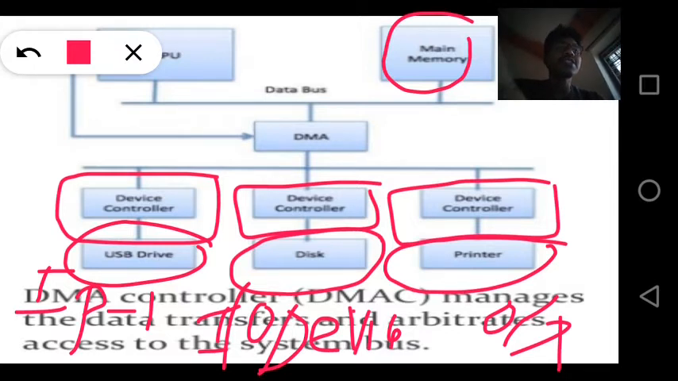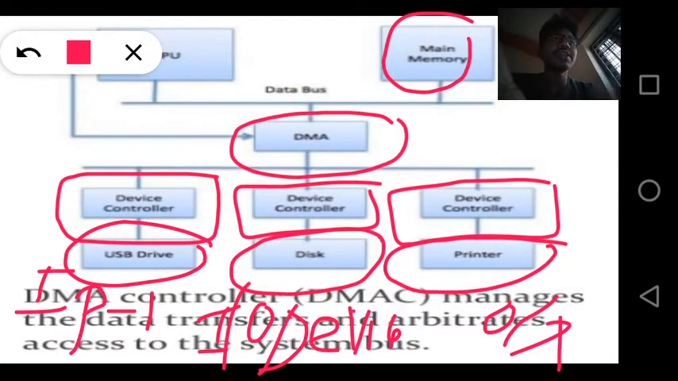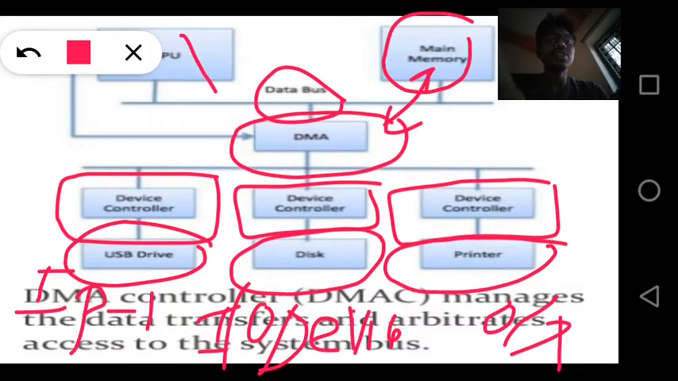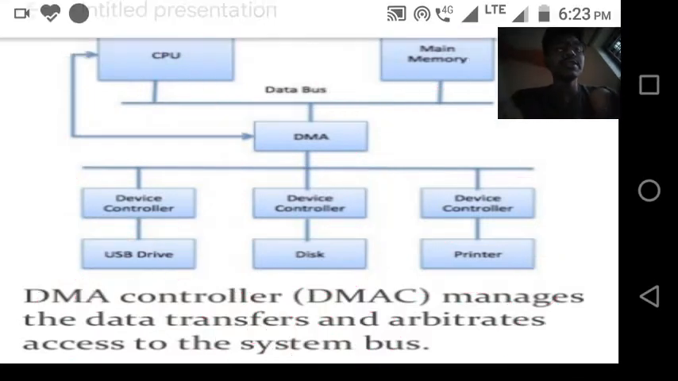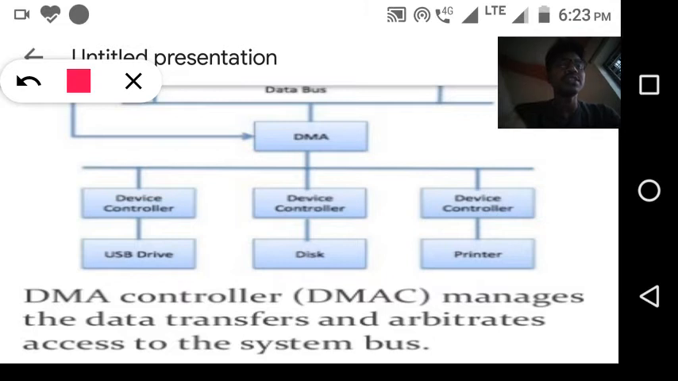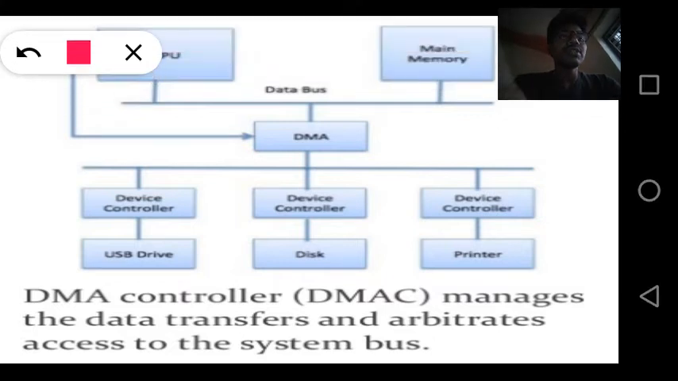So these device controllers interact with DMA, which transfers the data to and from main memory using the data bus without involvement of the processor. Let me repeat this once again, try to understand. The DMA controller manages the data transfer and arbitrates access to the system bus.